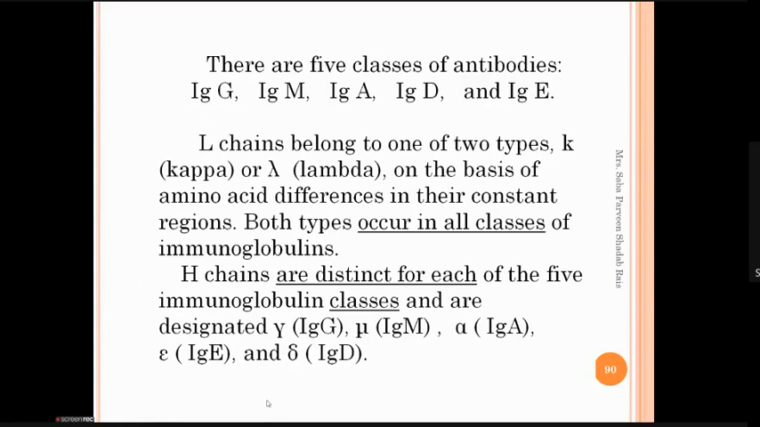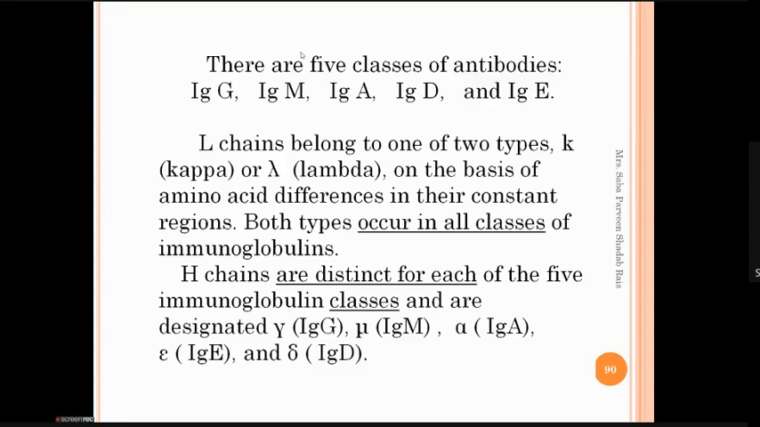When we talk about isotypes, isotypes means the variable form. In general terms, we use the word class. So five isotypes of antibodies are there: IgG, IgM, IgA, IgD, and IgE. The classification of antibody or immunoglobulin is done on the basis of the heavy chain. The point to be remembered is that the heavy chain differs in each class of antibody, and the light chain has only two types.